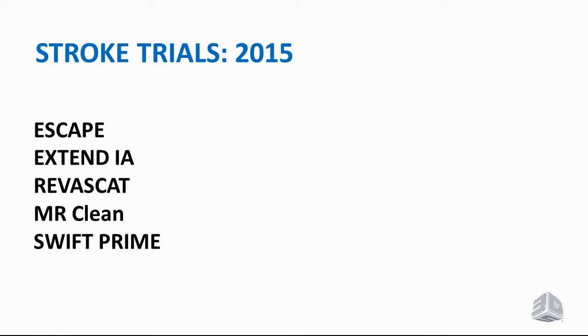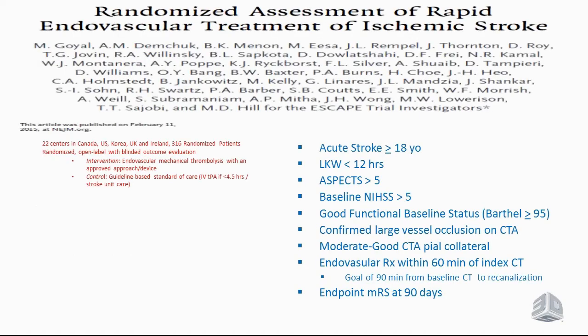So then subsequently, in the early part of this year, a flurry of trials, all using the stent retrievers, appeared. Again, all in the very reputable New England Journal of Medicine. The ESCAPE, Extend IA, Revascat, Mr. Clean, and Swift Prime all came out, and to varying degrees demonstrated that these devices did, in fact, improve patient outcomes. So let's look at those quickly.